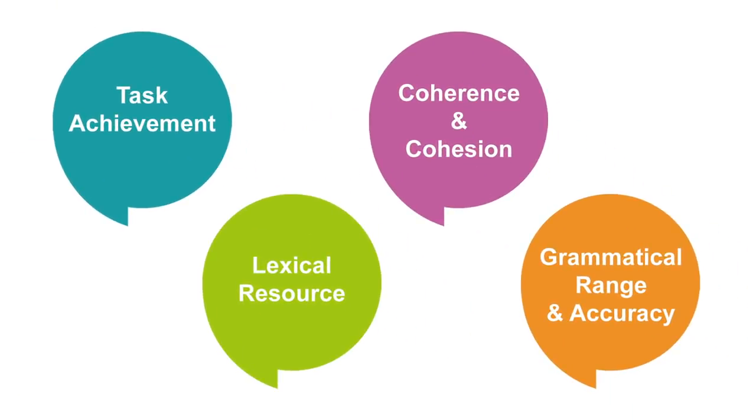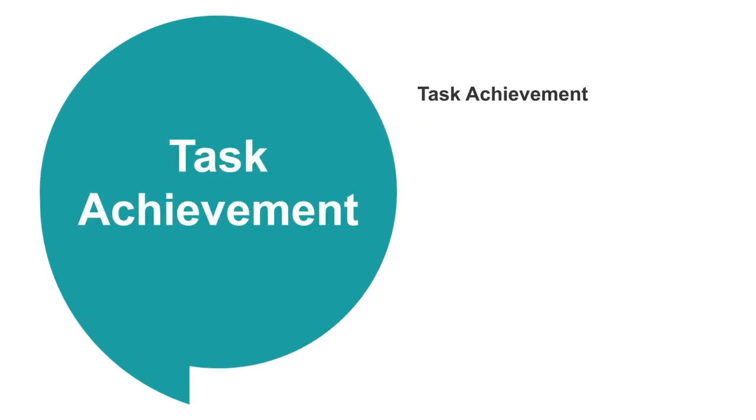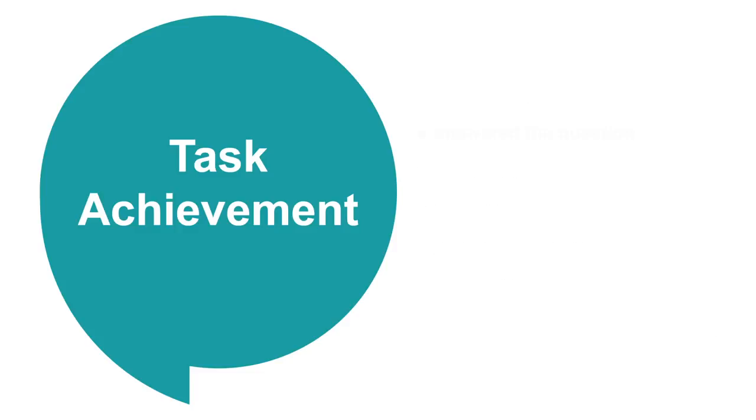Each writing task is assessed by examiners according to the following 4 criteria. The first is task achievement. This refers to how well you have answered the question and also assesses if the information in your answer is relevant and accurate or correct, using the minimum of 150 words. For task achievement, it's important that you include an overview of the significant trends or information.